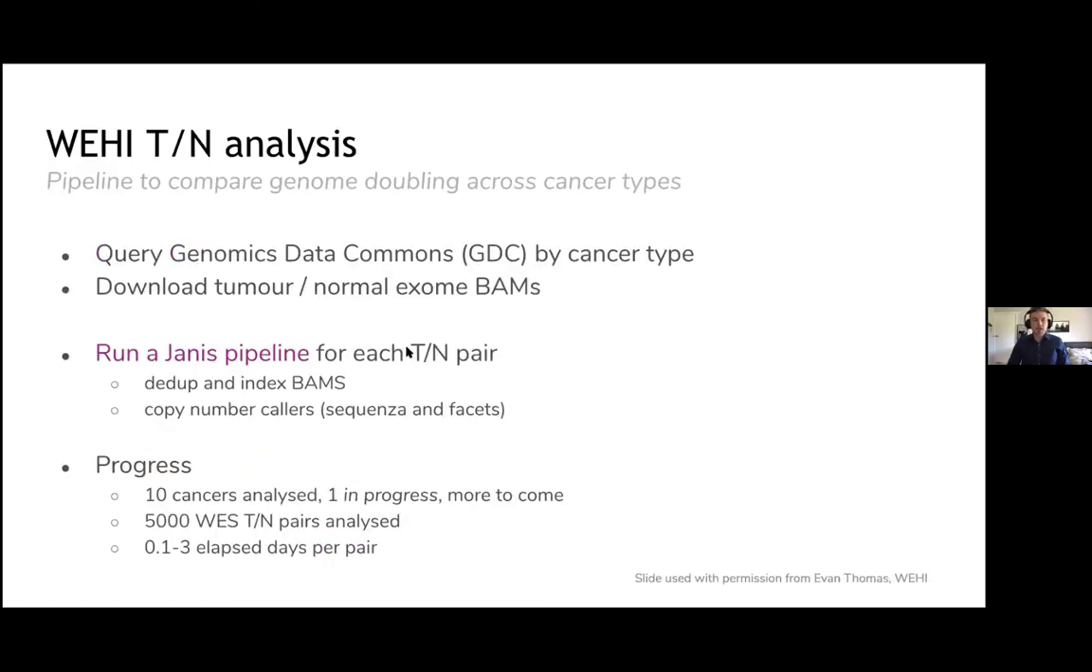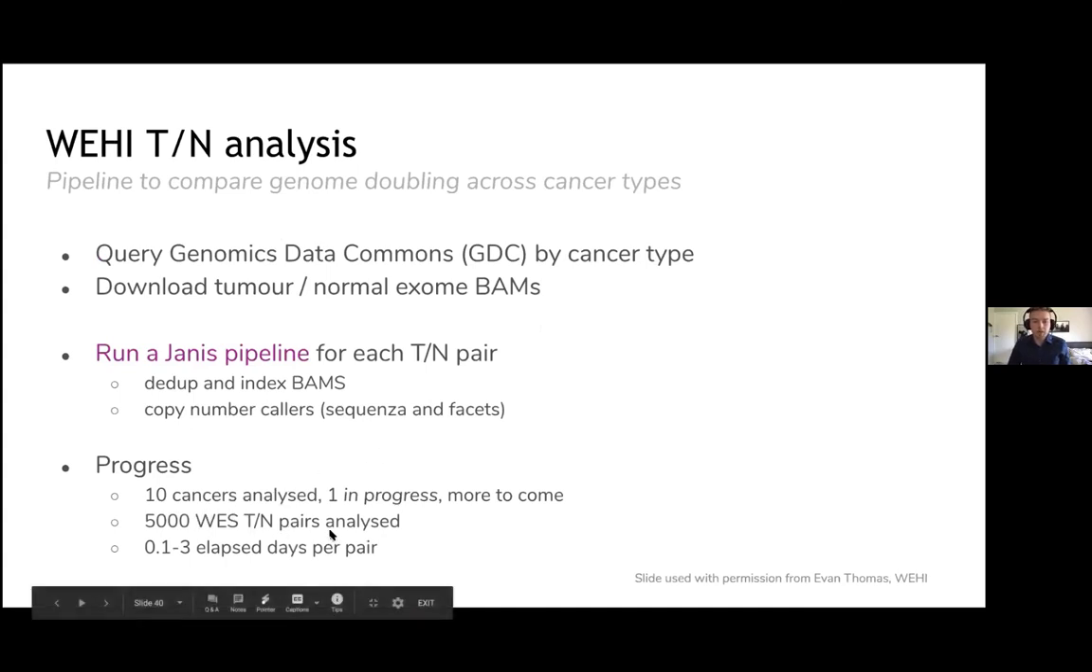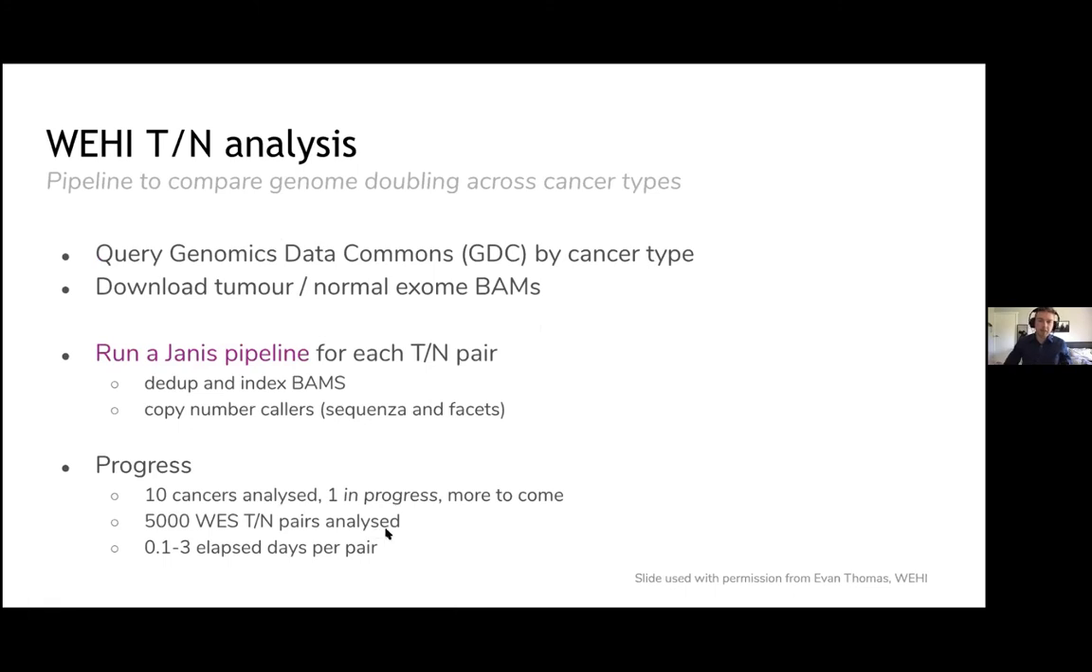WEHI are doing a tumor normal analysis, querying the Genomic Data Commons with this exome data, and then running a Janis pipeline for each tumor normal pair with a number of copy number callers. There's about 5,000 exome tumor normal pairs analysed, and they take anywhere from a portion of an hour up to 3 days to analyse.